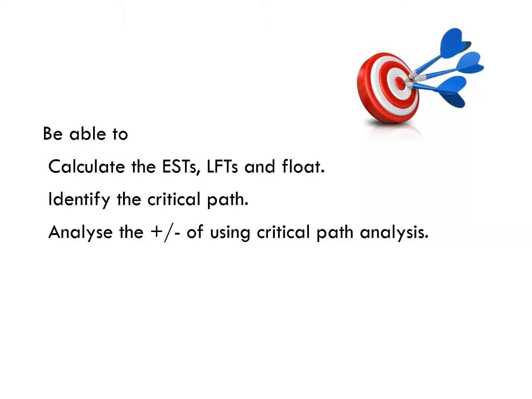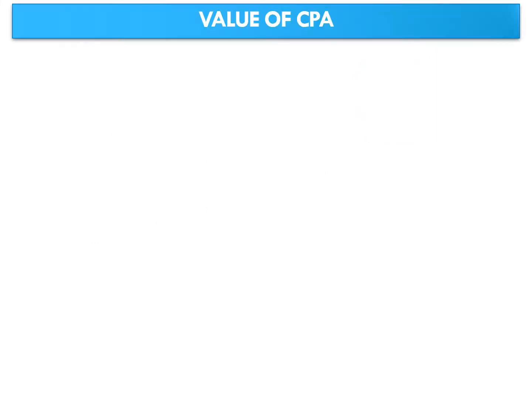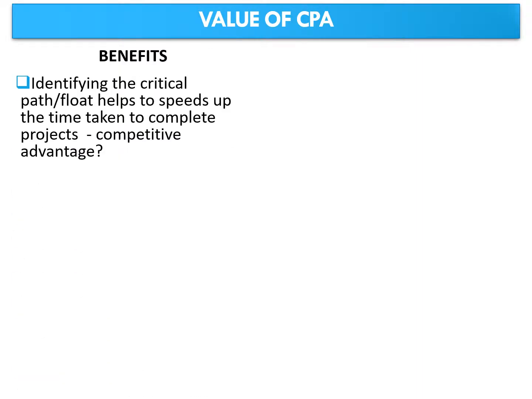So we've calculated the float there and looked at identifying the critical path. Now let's evaluate the use of critical path analysis. So the benefits of CPA. The key benefit is we identify the critical path of activities. And this helps us to identify those activities that are really important to complete.